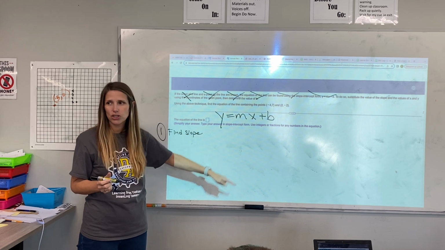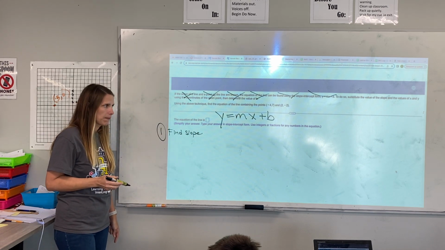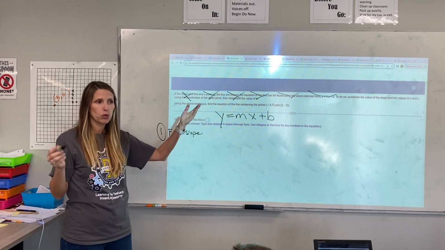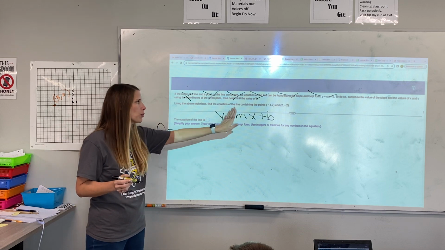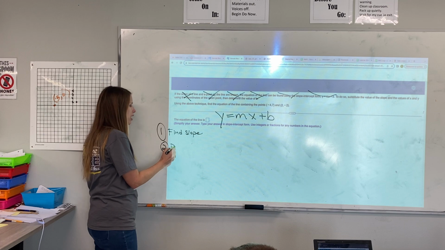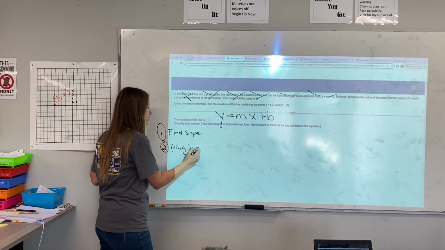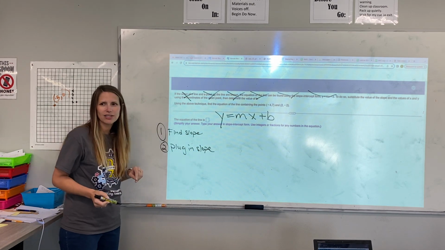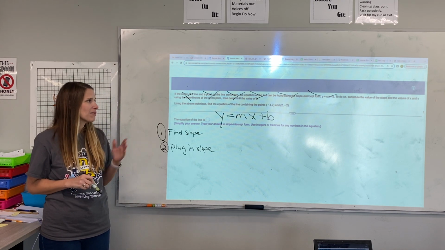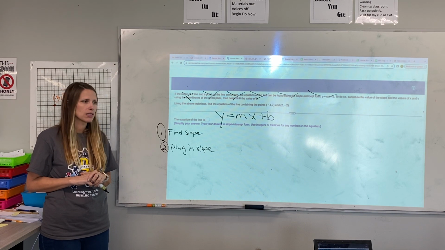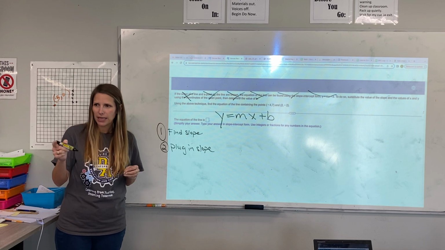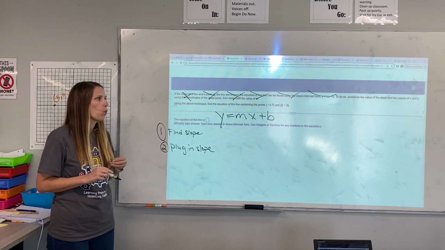The last thing you need is your b, your y-intercept. After you get your slope and it's plugged in, what else can you plug in to solve for b? Look at the information that's given to you. What else can you use if you find out your slope, but you still need to solve for b? You can use one of the coordinate points.